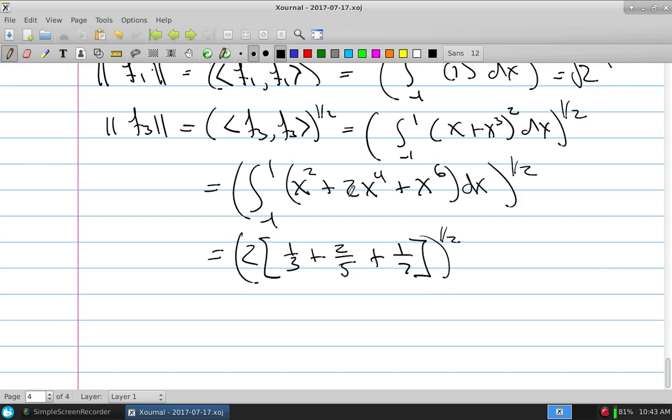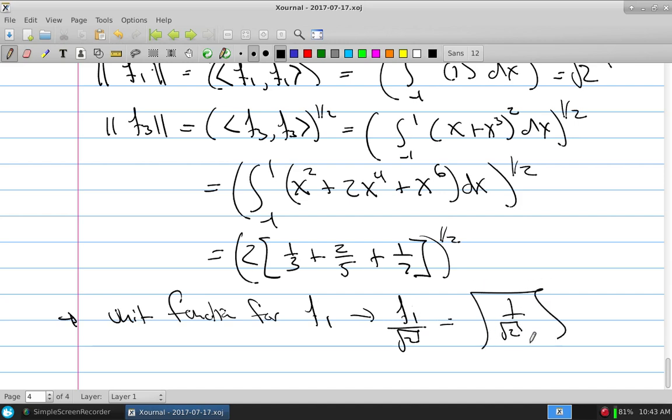So those seem to be some odd lengths, right? But we can calculate them. How could I turn this into a unit function? If I make it a unit function for f1, it would be F1 over square root of 2, which is 1 over radical 2. So you can make unit vectors. It's a unit function. It's just its function divided by its own length.